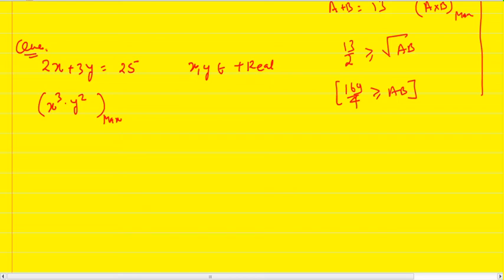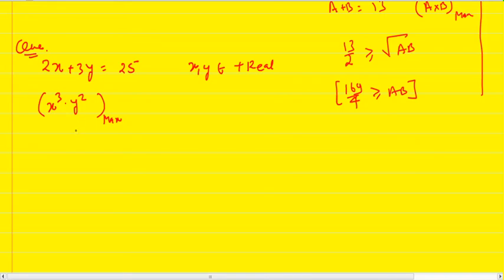For the equation 2x plus 3y is equal to 25, x and y being positive real numbers, maximize x cube into y square. Write this down. Now follow these steps carefully. These are the questions that you will come across in CAT as applications. You will rarely come across a direct question on this. This will be part of some question, some steps, some calculation.